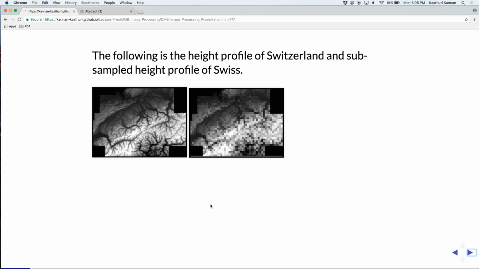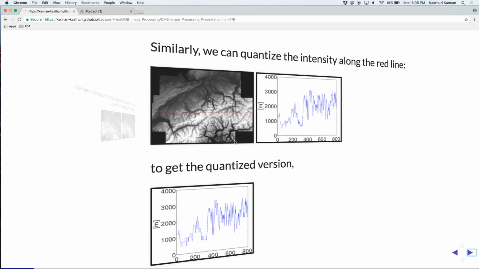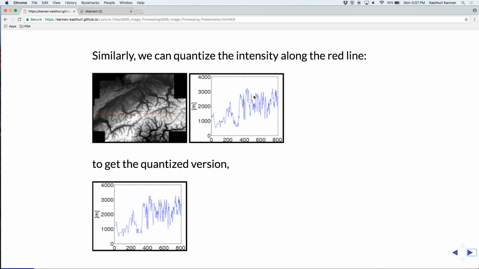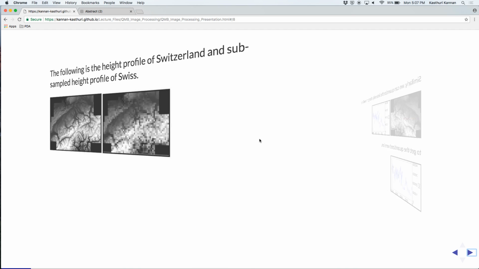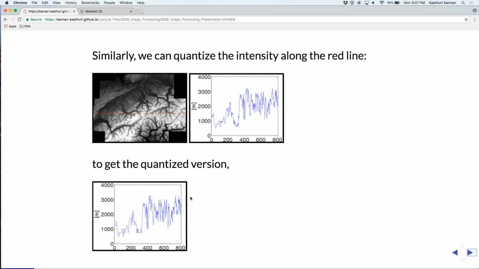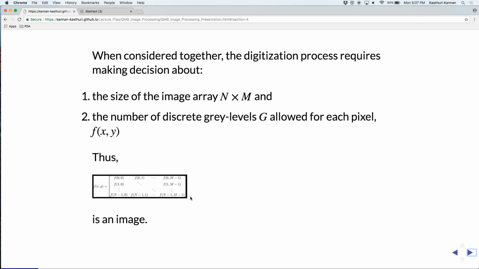So that's the idea. For instance, here, this is a height profile of Switzerland, and if you look at the aerial image, we can sample it, right, and you will get this sample profile of Switzerland just like this. Or similarly, we can quantize the intensity along any particular direction, right? If I profile the intensity along this, we will have this kind of a profile, right? And this is the quantized version of it. This is a continuous version of it, but if you are measuring at discrete locations, just like the sampling here, we will get this digitized version of it, right? So that's the basics of images.